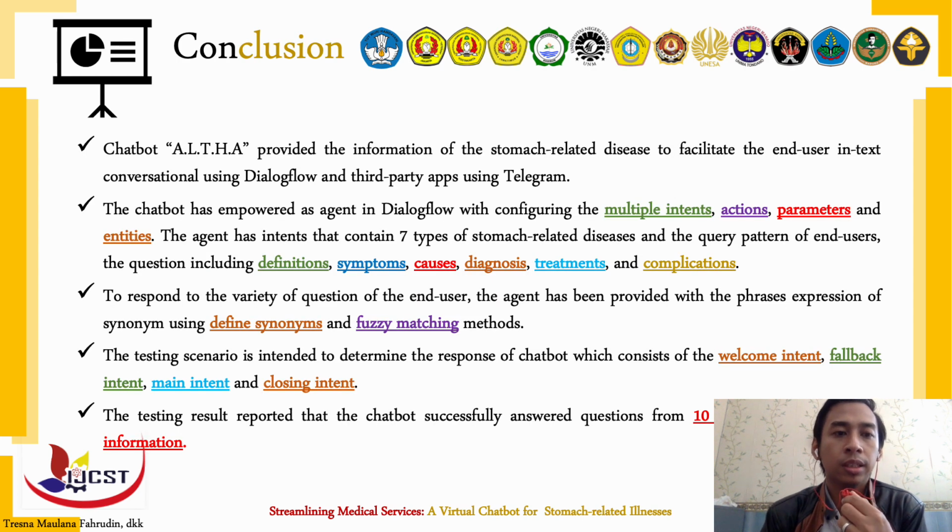And the conclusion: Chatbot Alta provides information about stomach-related disease to facilitate the end user in text conversation using Dialogflow and a third-party app, Telegram. The chatbot has been empowered as an agent in Dialogflow, configured with multiple intents, actions, parameters, and entities. The agent has intents that contain 7 types of stomach-related disease and the query patterns of the users, and the questions include definition, symptoms, causes, diagnosis, treatment, and complications.